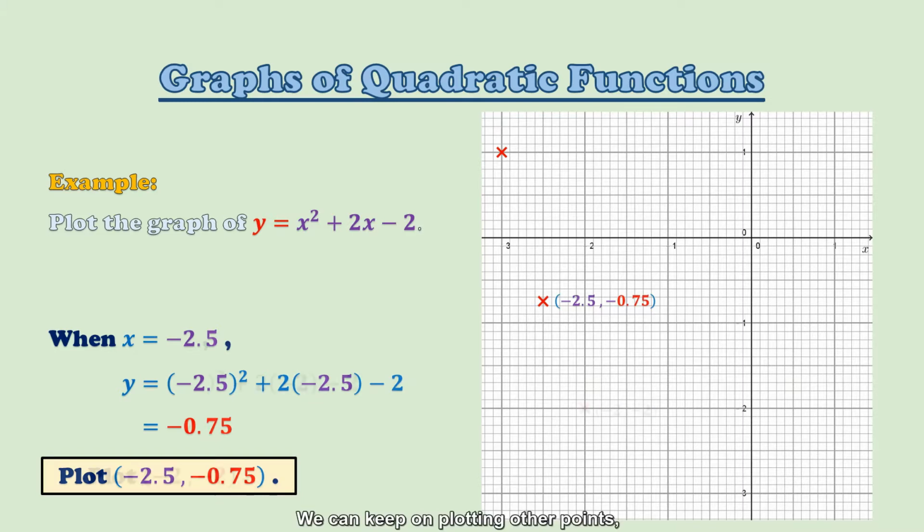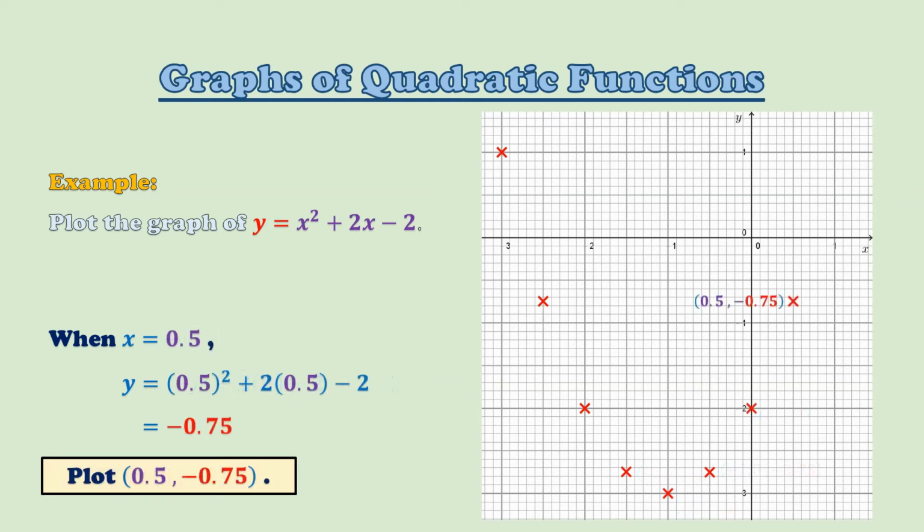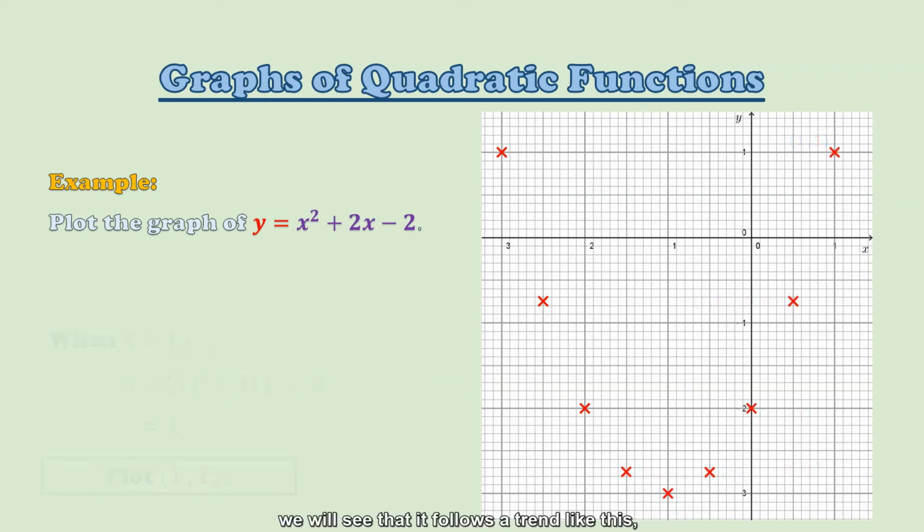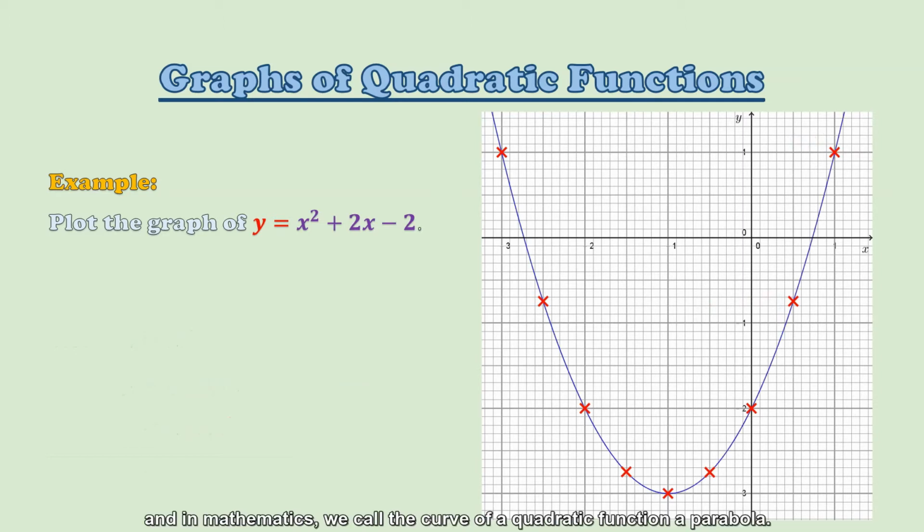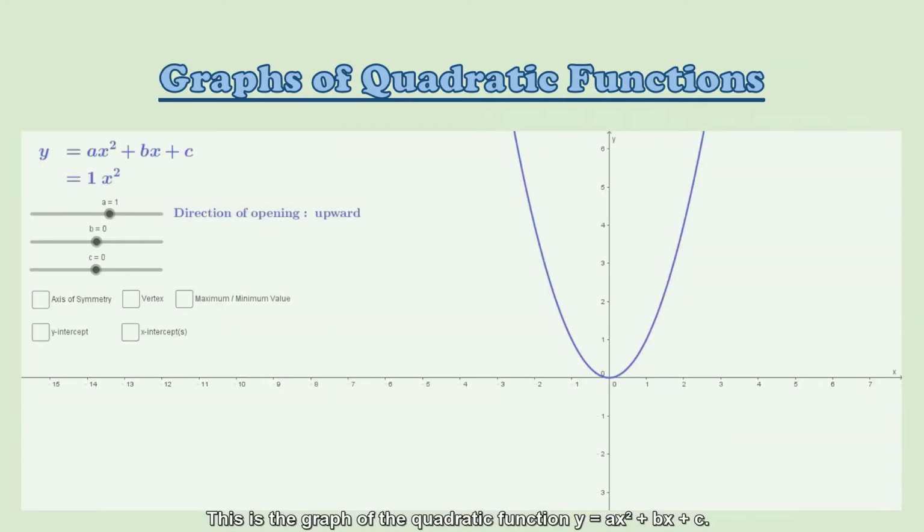So we can plot (minus 2.5, minus 0.75). We can keep on plotting other points, and eventually we will see that it follows a trend like this. And in mathematics, we call the curve of a quadratic function a parabola. This is the graph of the quadratic function y equals ax squared plus bx plus c.